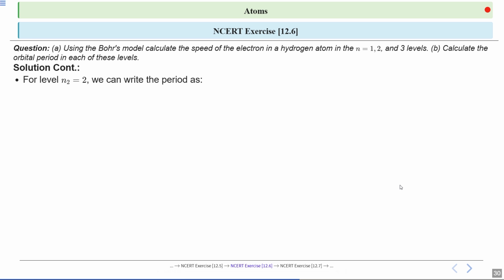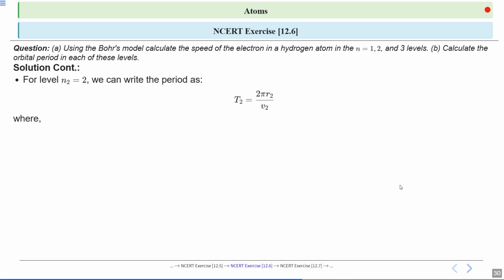Let's focus on the second energy level where n equals 2. Here we are interested in finding the orbital period, which is the time it takes for the electron to complete one full revolution around the nucleus. The formula for the time period at level n2 equal to 2 is T2 equal to 2 pi R2 divided by V2. Here T2 is the orbital period, R2 is the radius of the orbit for n equal to 2, and V2 is the speed of the electron in that orbit. The 2 pi R2 part gives the circumference of the orbit, and dividing by the speed tells us how long it takes to go around once.